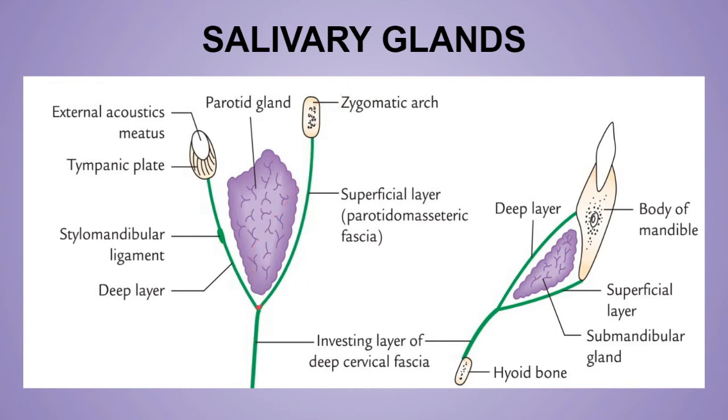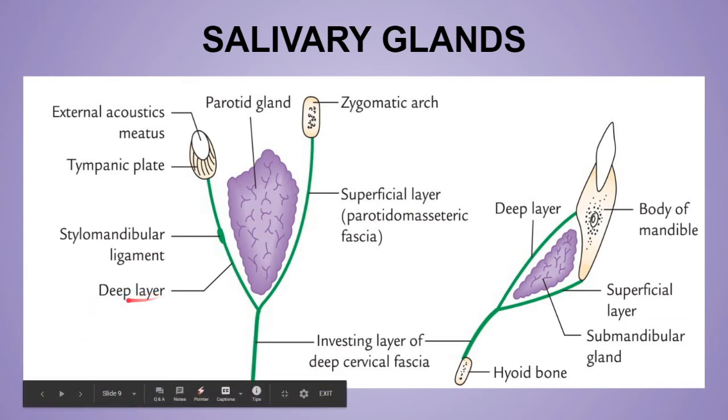Now this deep layer is comparatively thin as compared to the superficial layer and is attached to three main structures, that is the styloid process, the tympanic plate and the mandible. This deep layer of the investing layer is actually thickened between the styloid process and the angle of the mandible, and actually separates these two glands from each other.